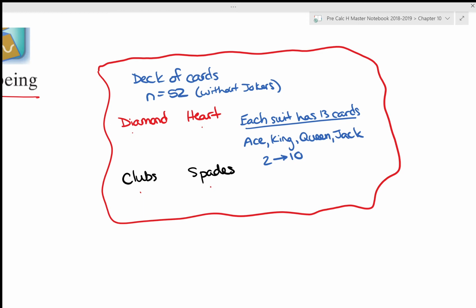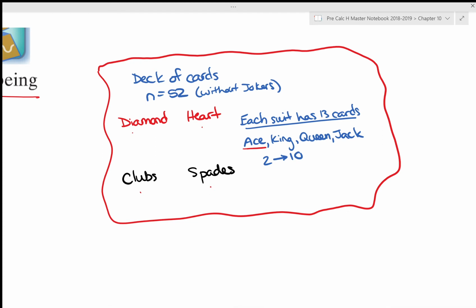Now each suit has one of each of these 13 cards. So there is an ace of diamonds, a king of diamonds, a queen of diamonds, a jack of diamonds, and 2 through 10 of diamonds. That is true also for hearts, clubs, and spades. One of each card per suit, meaning that in the whole deck there are 4 aces: ace of diamonds, ace of hearts, ace of spades, ace of clubs. And same for king, queen, jack, and 2 through 10.